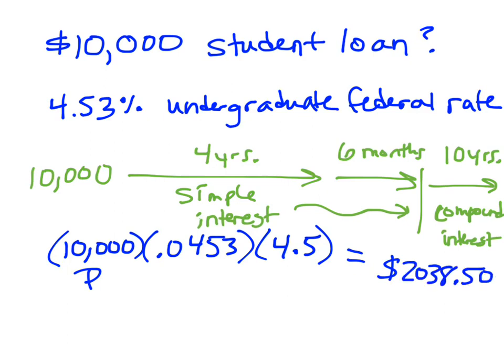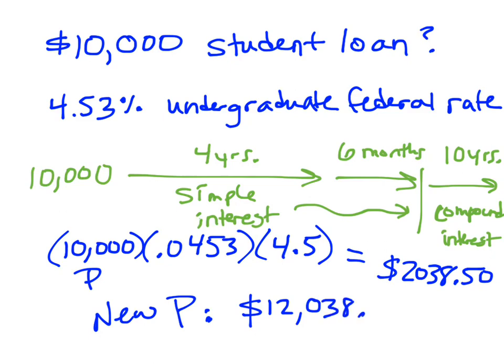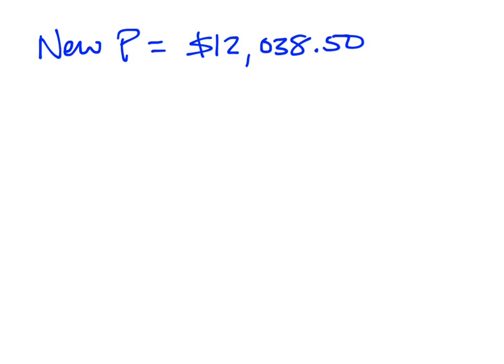So they actually owe, well, let's call this the new principal, by the time they go to make their first payment, $12,038.50. And now interest starts compounding. So each month that goes by, they're going to be charged interest based on this principal amount, which is going to then be added into the principal balance, and then they'll be charged interest on that new amount.